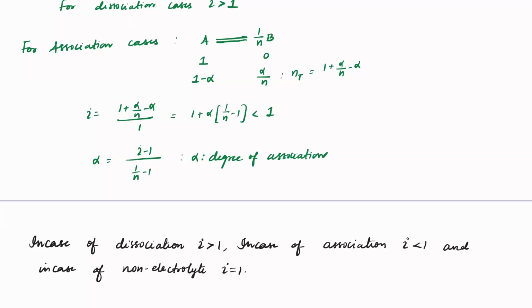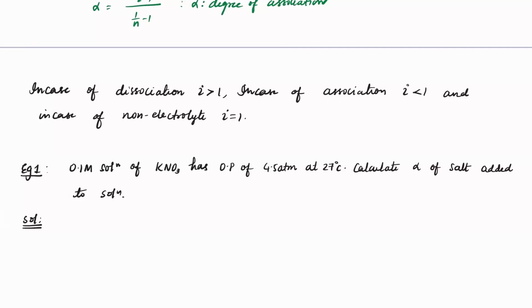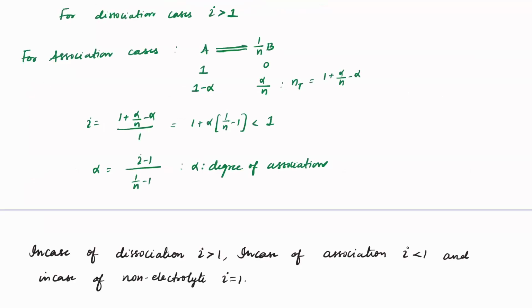So if you account for that, you will see for dissociation, i will be greater than 1. For association, i is less than 1. For non-electrolytes, i is equal to 1. So when i is equal to 1, the theoretical value and practical value always come out to be the same. I hope this part is clear, everybody, right?